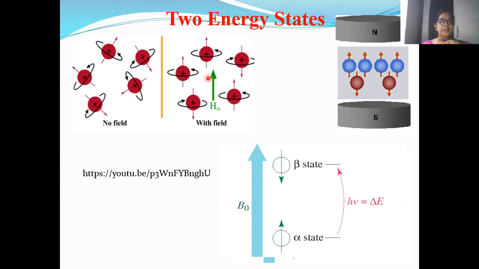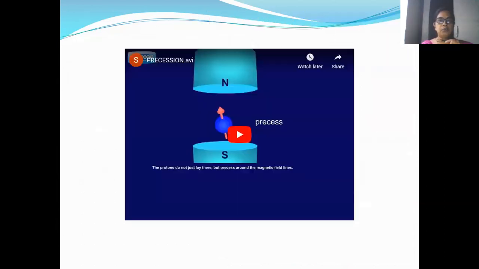This means that the two orientations are of different energy. Let us see here, the one which is in parallel direction to the applied magnetic field, we call that an alpha spin state, and the one which is spinning in opposite direction, we call that a beta spin state. Now the energy of these two spin orientations is different. One is of lower energy and the other is of higher energy. There is a difference in the two energy levels.